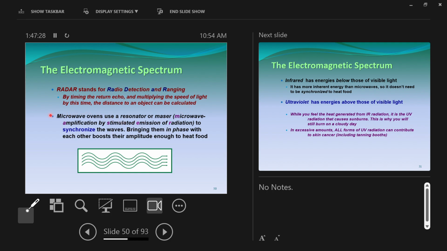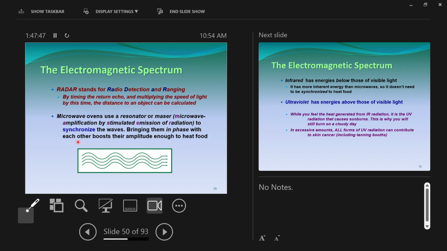Microwave ovens use something called a resonator, a microwave amplification device that synchronizes microwaves to make them in phase with each other, so all the waves line up with each other, and that will cook your food. Kind of cool. We get to cook our food with microwaves.